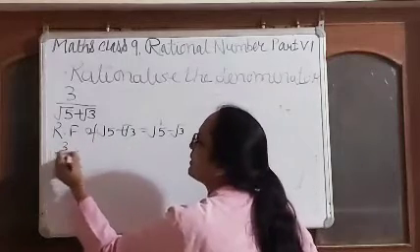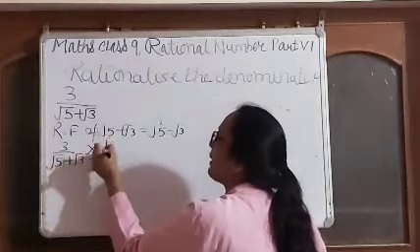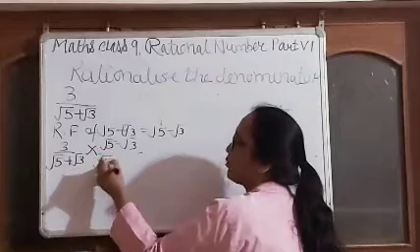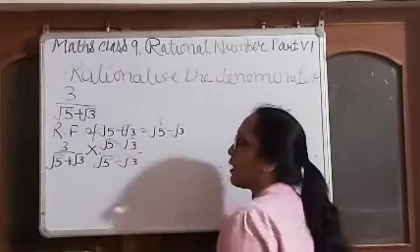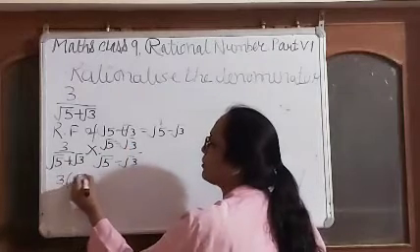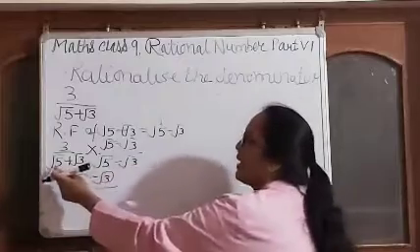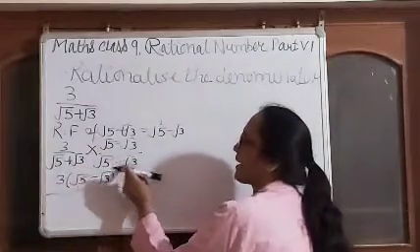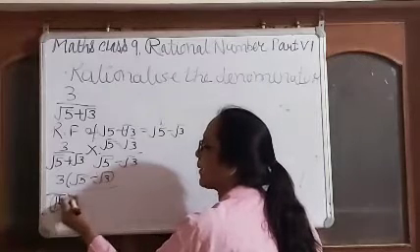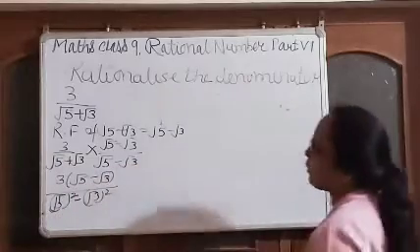So we will write here root 5 plus root 3 multiplied by root 5 minus root 3 upon root 5 minus root 3. Now the numerator, we will multiply numerator to numerator. So 3 into root 5 minus root 3. Here a plus b, a minus b is what? a square minus b square.